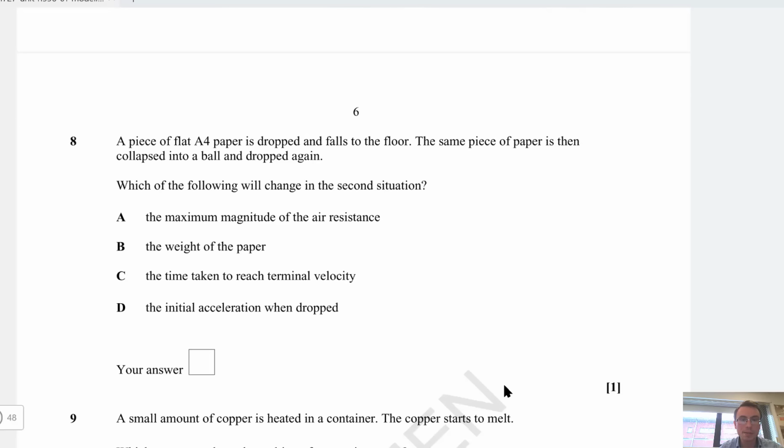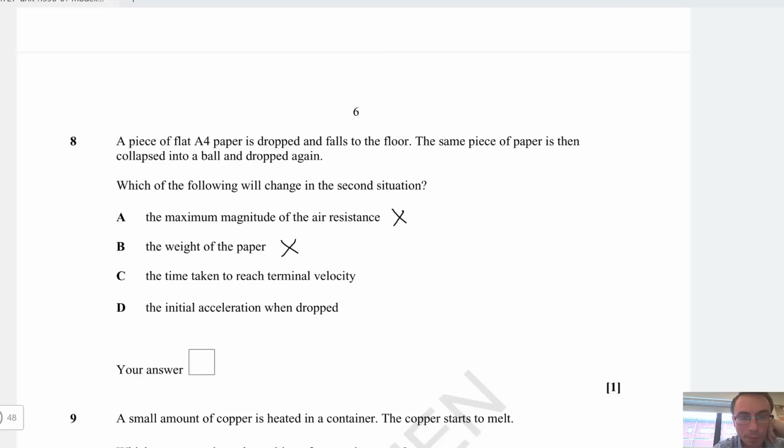Okay, next one. A piece of flat A4 paper is dropped and falls to the floor. The same piece of paper is then collapsed into a ball and dropped again. Which of the following will change in the second situation? The maximum magnitude of the air resistance. Well, the maximum magnitude of the air resistance will always equal the total amount of weight, which in this case is unchanged.